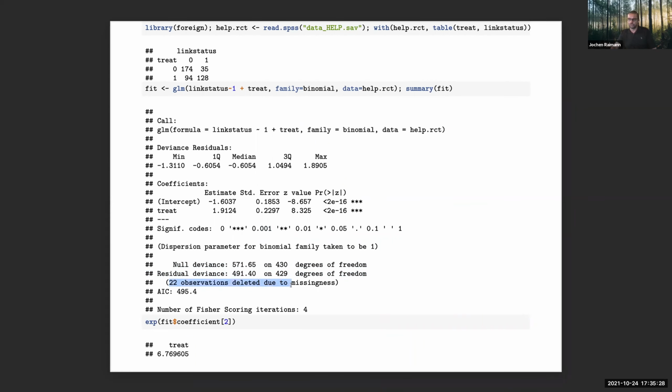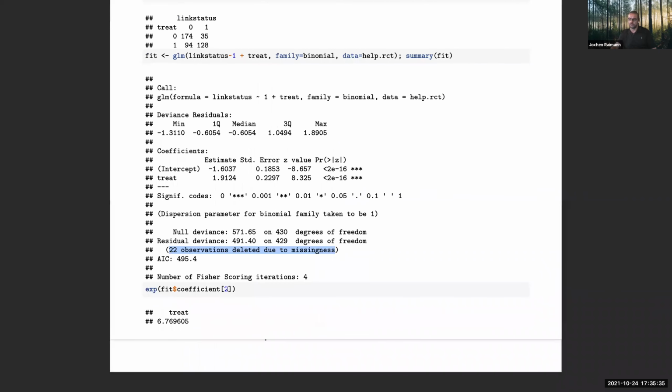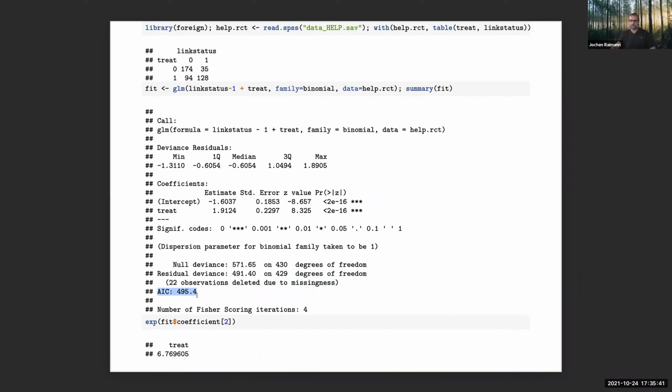We have excluded 22 observations due to missingness, which is okay, not a problem. And then, lastly, we have the so-called AIC, the Akaike information criterion. It is a marker. So you have the AIC and the BIC. These are the two most commonly used ones, the Akaike and the Bayesian information criterion, AIC and BIC. And you would use that to essentially quantify fit. It is not the R squared, it has a different definition.